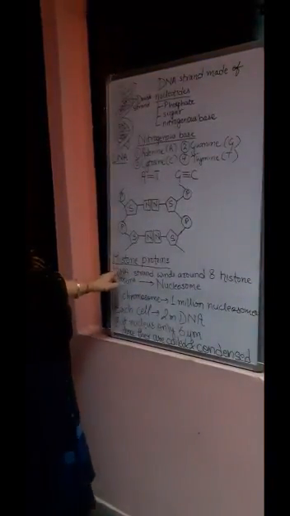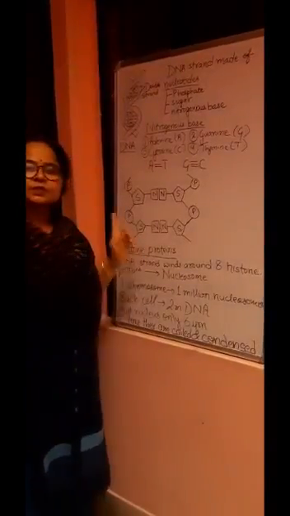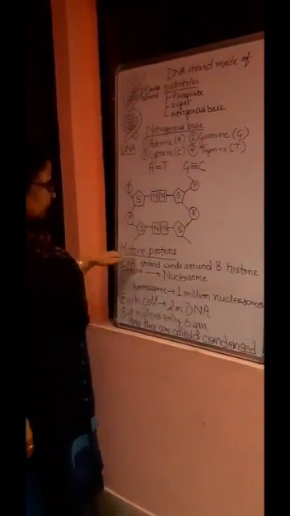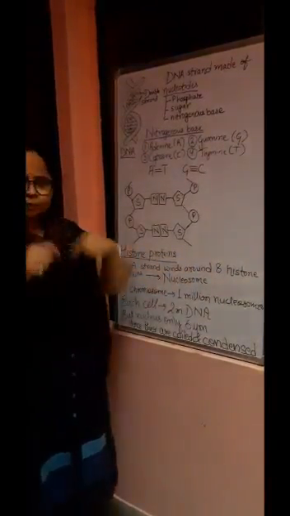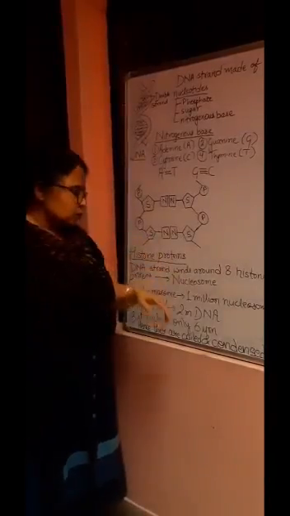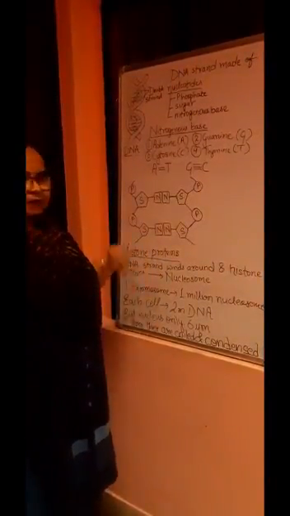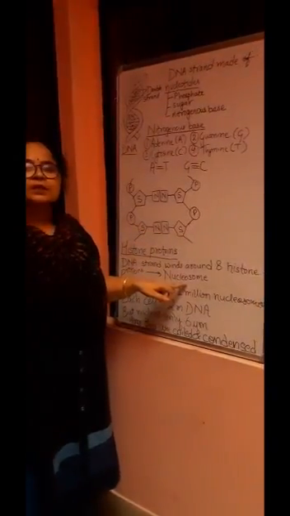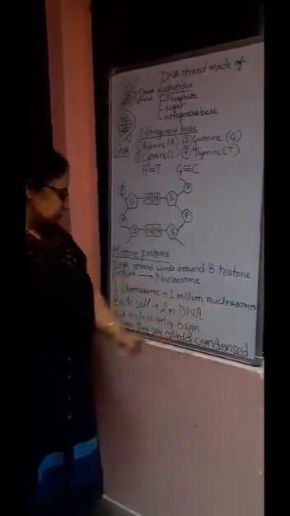Now next we come to histone proteins. I already told you that the proteins present in DNA are called histone proteins. A DNA strand binds around 8 histone proteins. It brings 8 histone proteins together and binds around them like a ball of wool, and they form a structure called a nucleosome. One chromosome contains about 1 million nucleosomes.